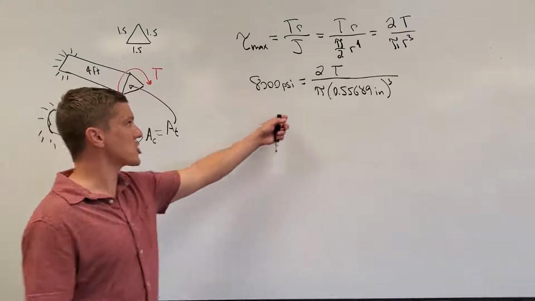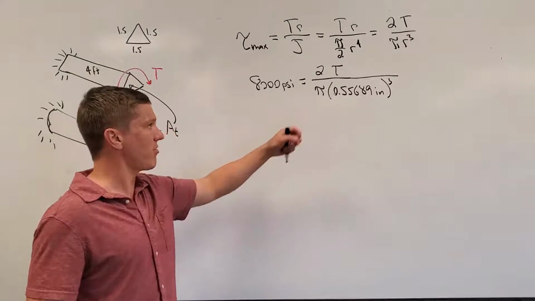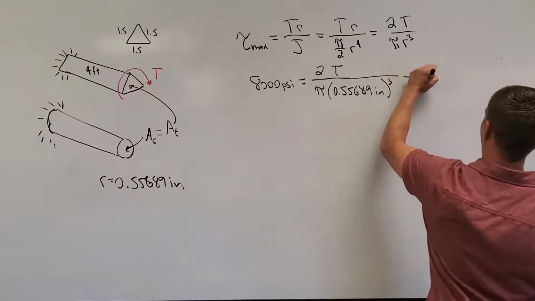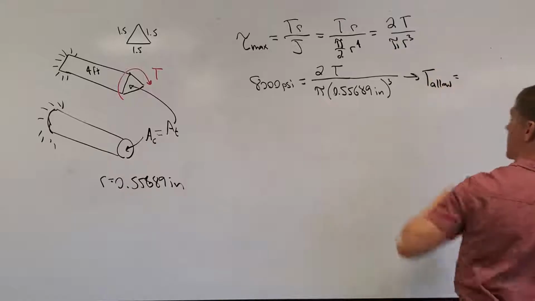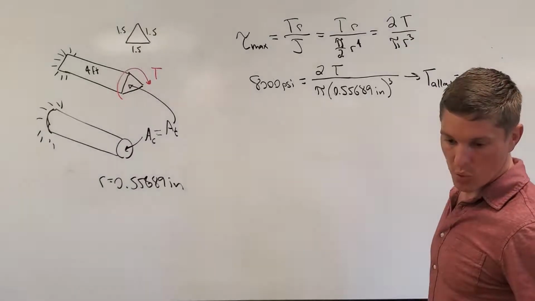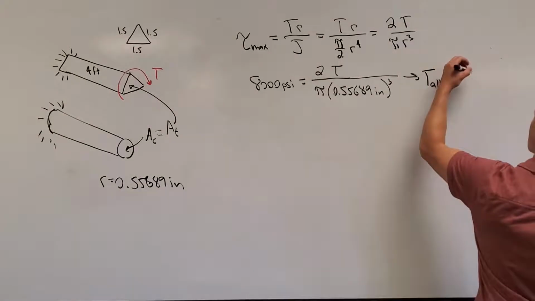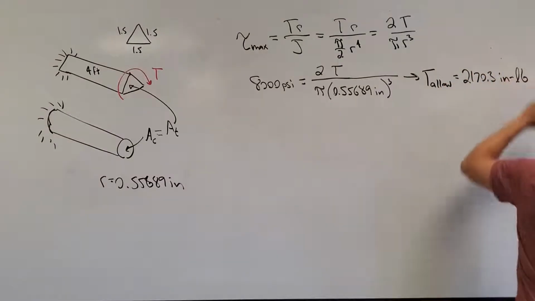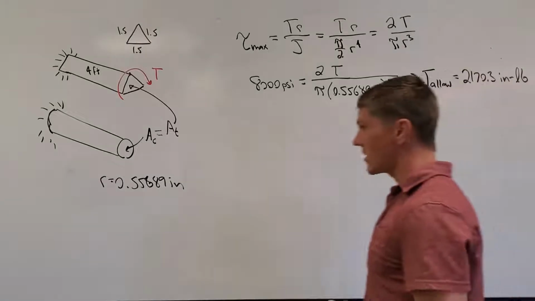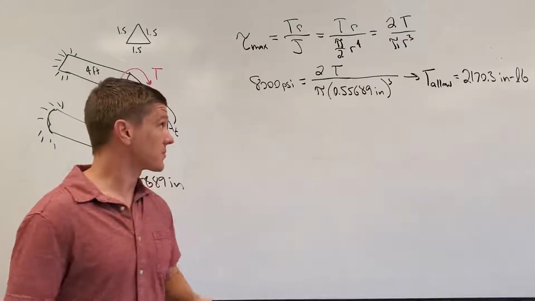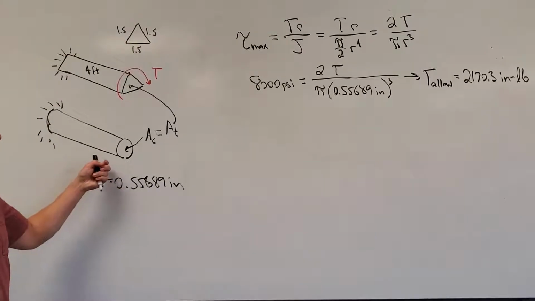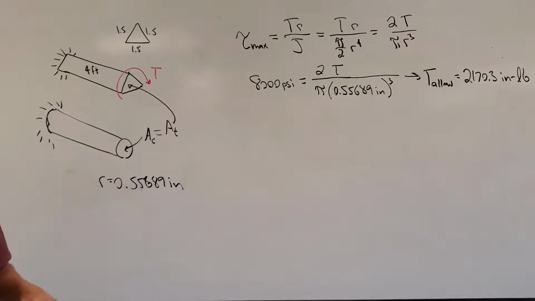Once again, this is a pretty straightforward algebraic problem to solve, and we get that our allowable torque is going to be 2170.3 inch-pounds. Our other criteria was that our shaft can only have an angle of twist of 3 degrees.